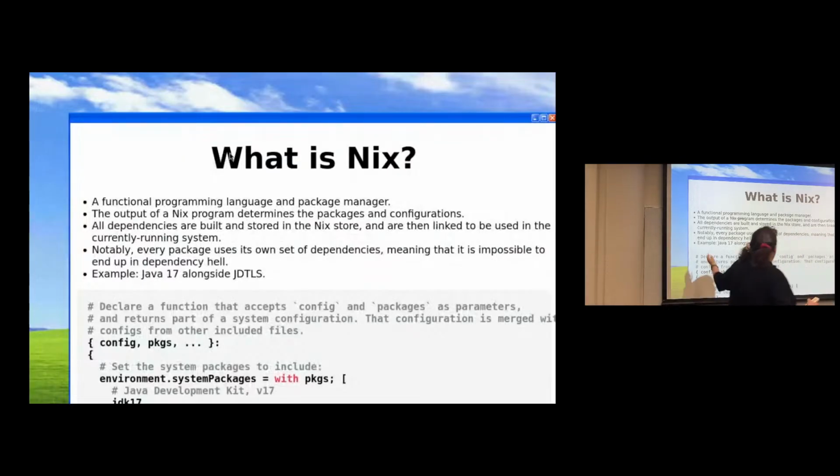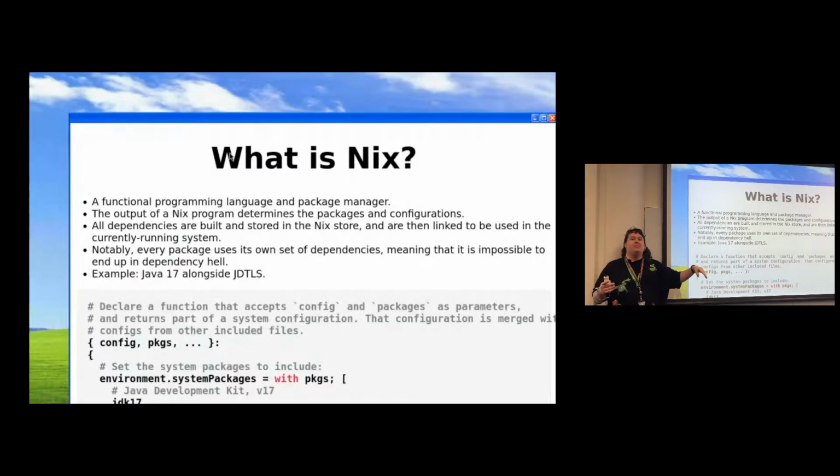So after you build and you store all of those packages, every package uses its own set of dependencies. So that means it's impossible to end up in dependency hell. Has anyone experienced that thing where you want to install one program, but then it depends on some other program, but then another program depends on a different version of that other program? Really, really horrible. Doesn't happen in NixOS, because what happens is that every single package has its own set of dependencies. So for example, in the course Comp 2511, they made the questionable life choice of using Java 17.